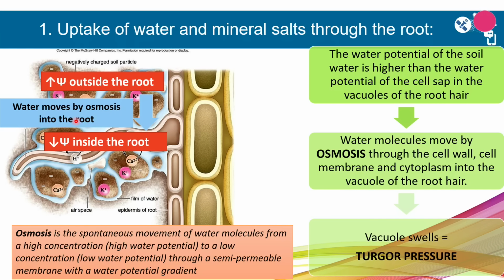Okay, and here you will find a short definition of what osmosis is. It is the movement of water from an area of high concentration, in this case outside of the root, to an area of lower concentration, a lower water potential, through a semi-permeable membrane. So now from there it needs to move through the root until it reaches the xylem.